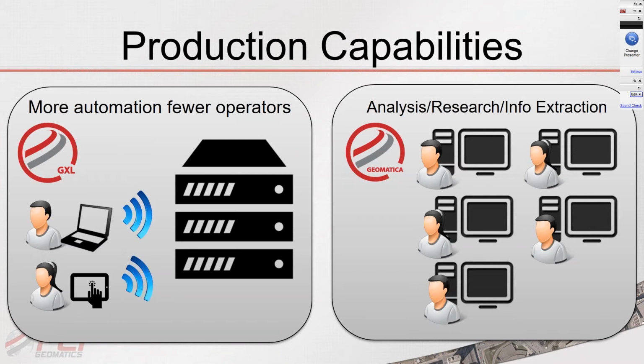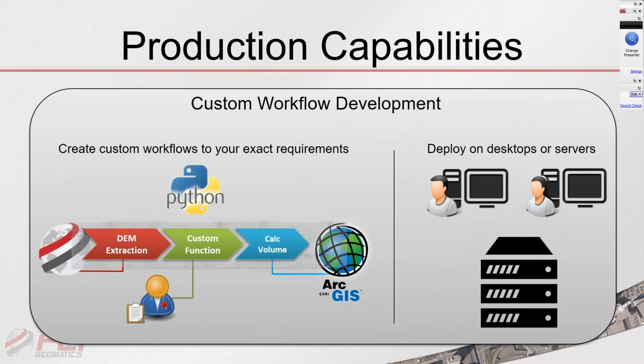We tend to see more detailed research and analysis being done with our desktop image processing software, and then that operational production methodology gets deployed on a massive scale with our GXL technology. The technology can be used to develop custom workflows. Here we have a workflow that combines Geomatica for extracting elevation models from stereo imagery and using volume calculation within ArcGIS. This is just an example of a custom workflow development.